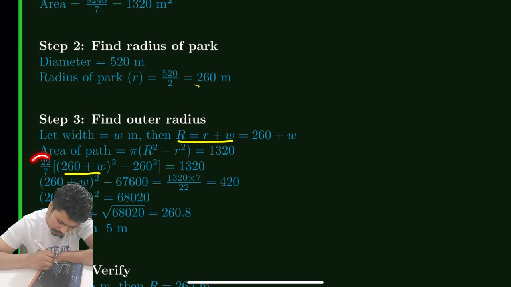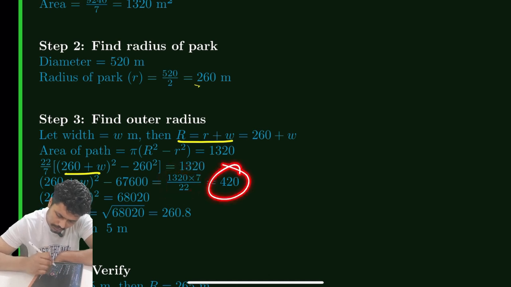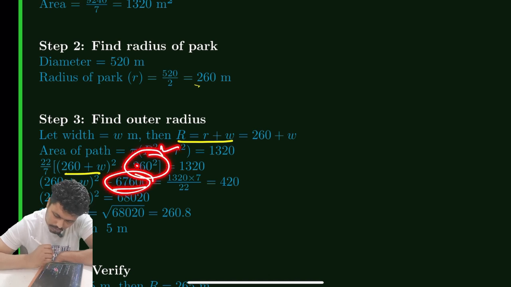So 22 by 7, look here, 7 goes this side, so it will be 7 by 22. So 1320 into 7 by 22 comes out to be 420. 260 plus w, the whole square.